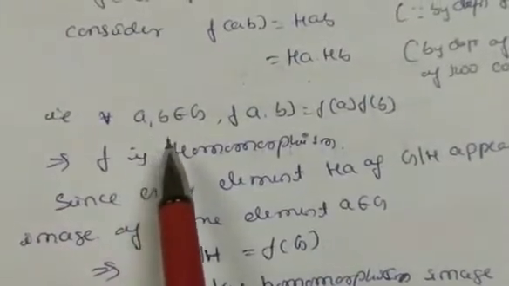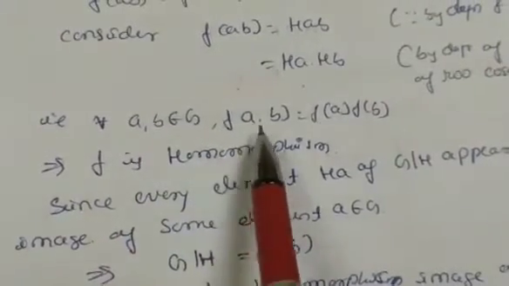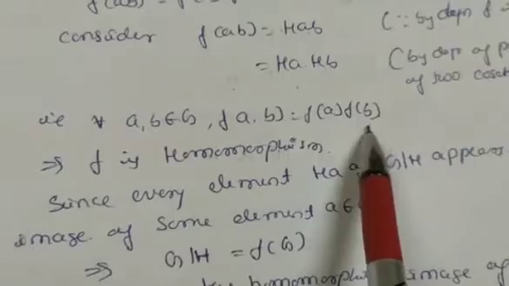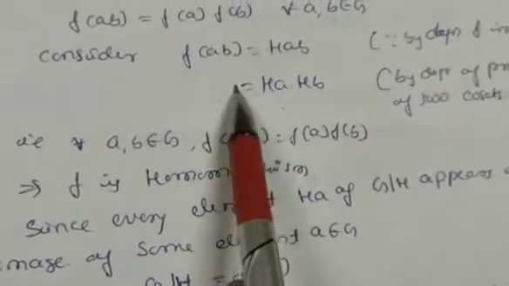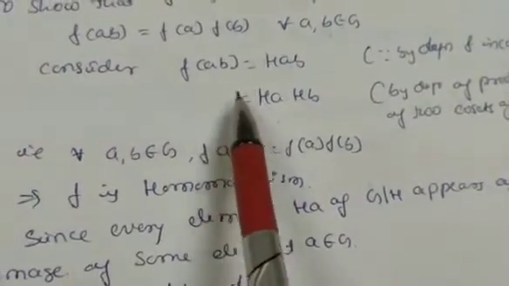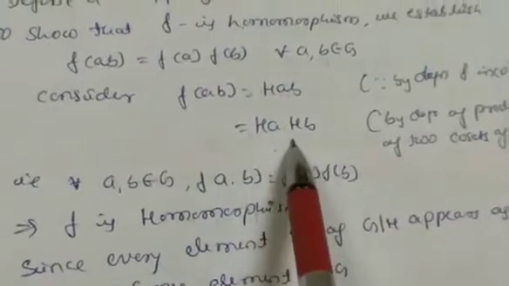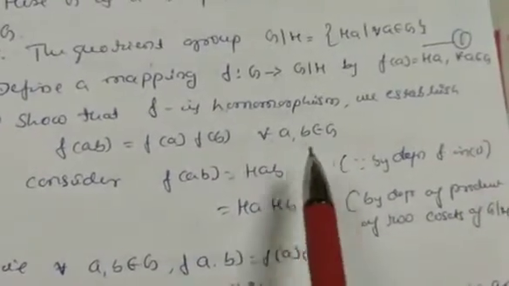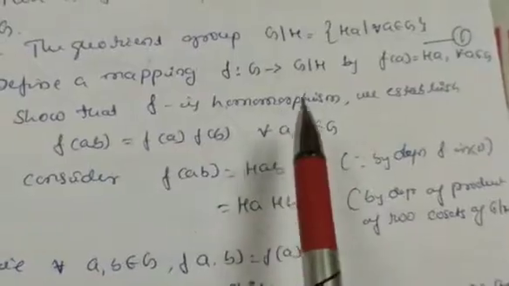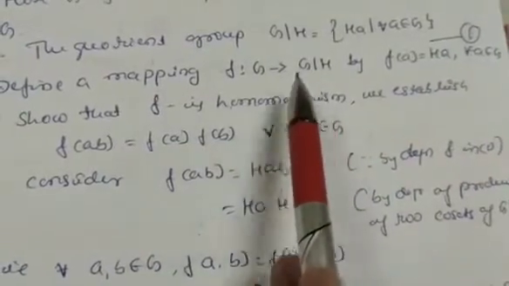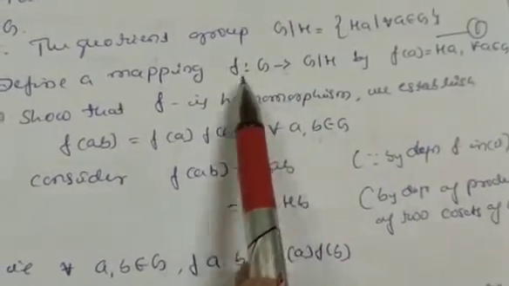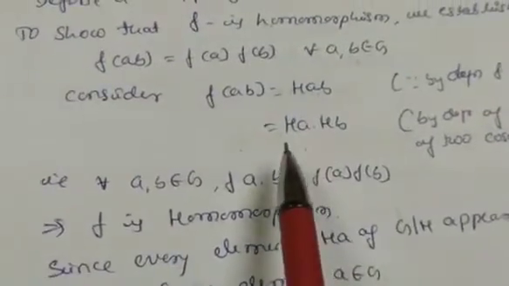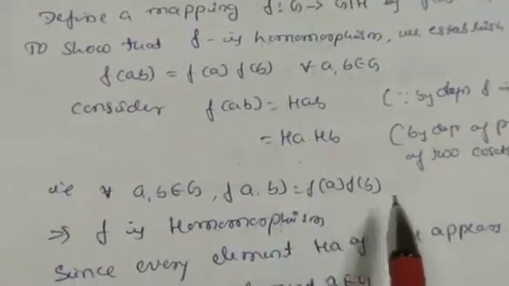For all a, b belongs to G, f(a·b) is equal to f(a) into f(b). So this is what we have here: f(ab) equals Ha into Hb. Ha is an element of G/H. So G/H is the image of G under the mapping f. So f(Ha) is f(a) and Hb is f(b).